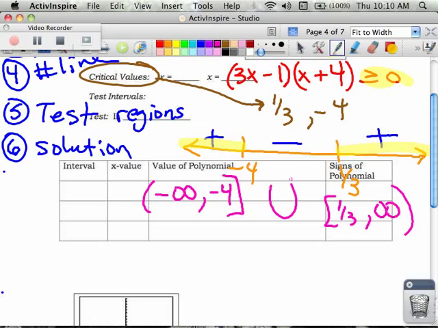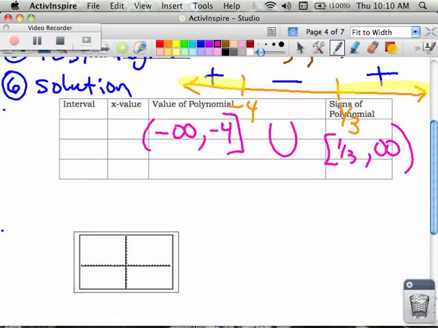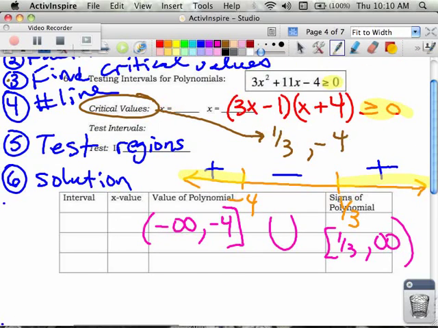Okay, let's try another one. I'm not going to do the graph. You guys can do that on your own.